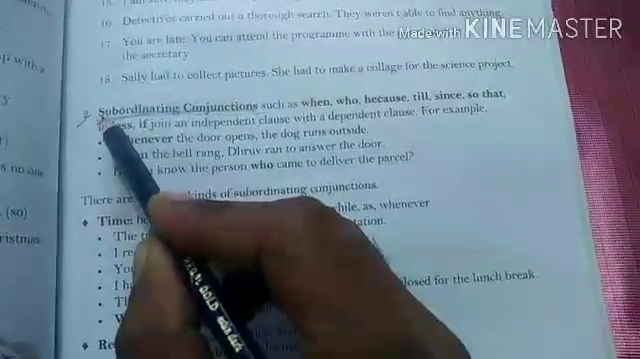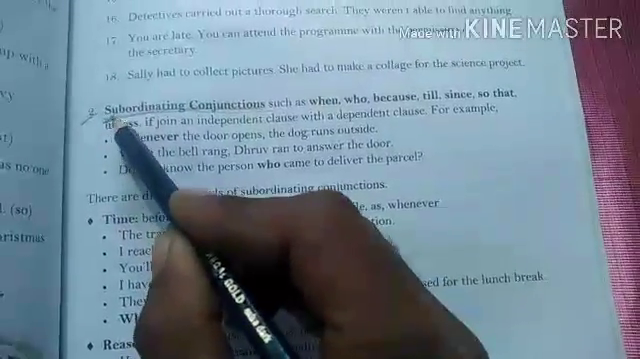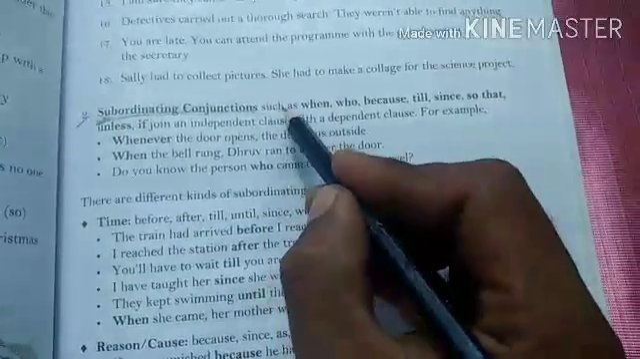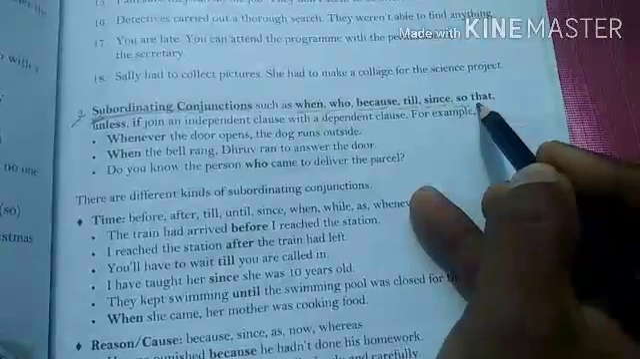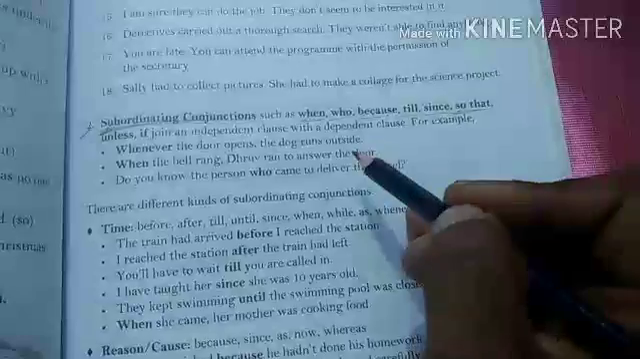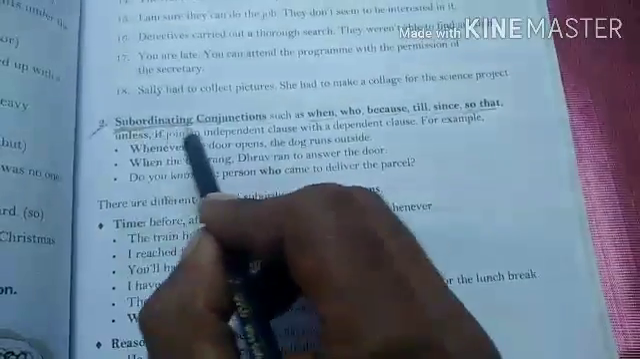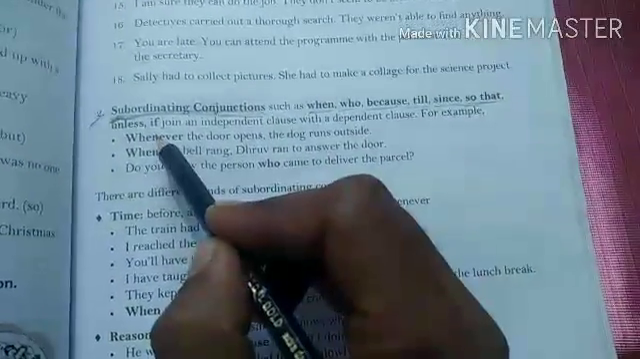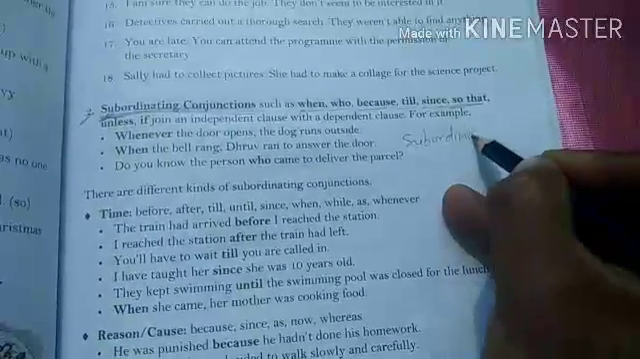And today we will understand subordinating conjunctions. So what are subordinating conjunctions? What do they do in sentences? Okay. Subordinating conjunctions such as when, who, because, till, since, so that, not so, so that, whenever, whoever, these all are subordinating conjunctions. So subordinating conjunctions, along with that conjunctional word, make subordinate clauses.